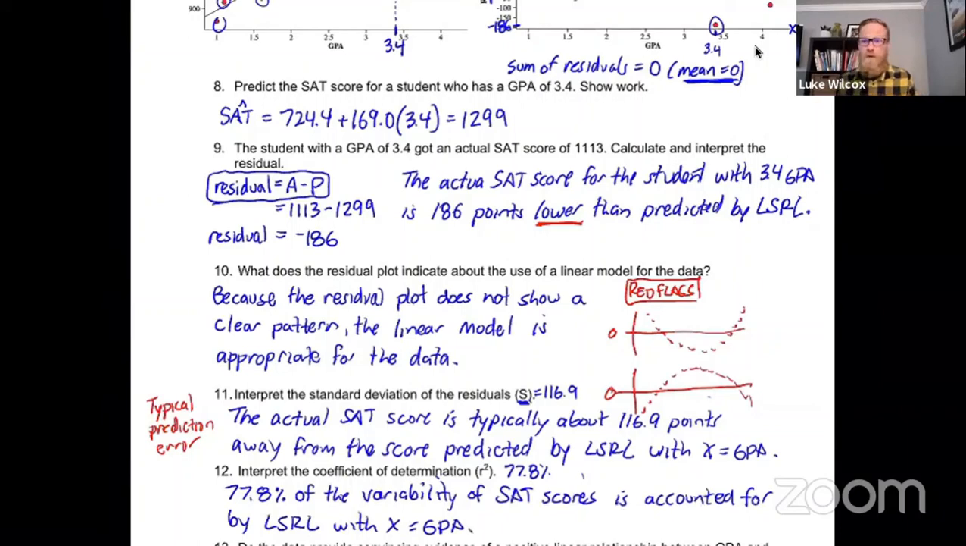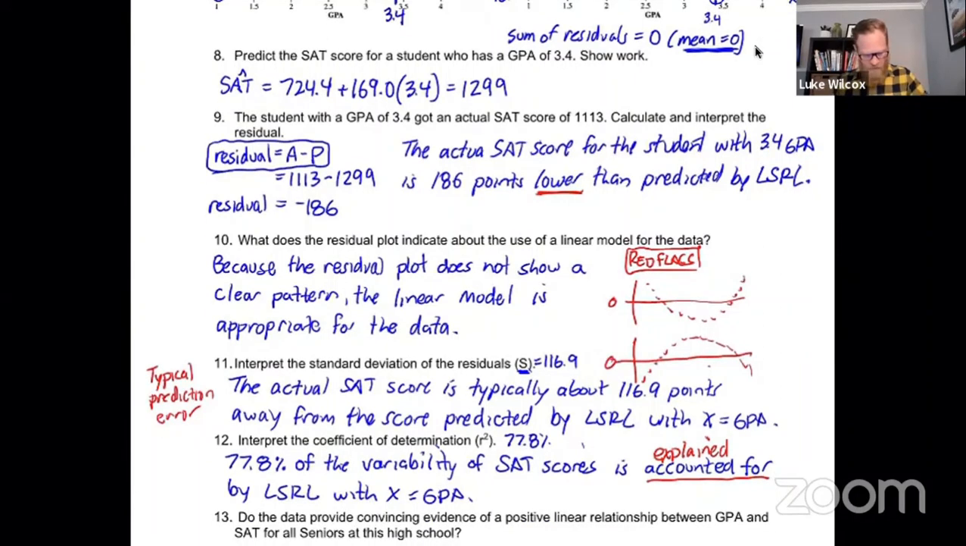That's just typical wording that you'll see, even on the AP exam. Now, the other way that you'll see it every once in a while, instead of saying accounted for, they'll say explained by the LSRL. So I'm going to put that in there just as a quick reminder. But this is one of the ones that you sort of need to know, the fill in the blank exercise of interpreting the R squared coefficient of determination.